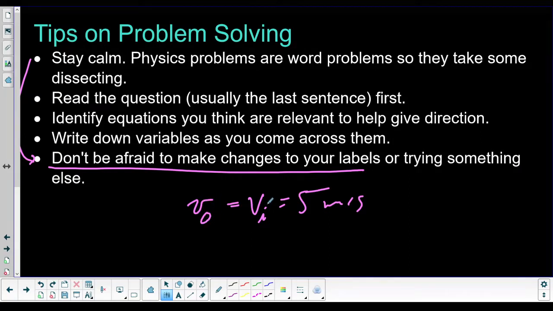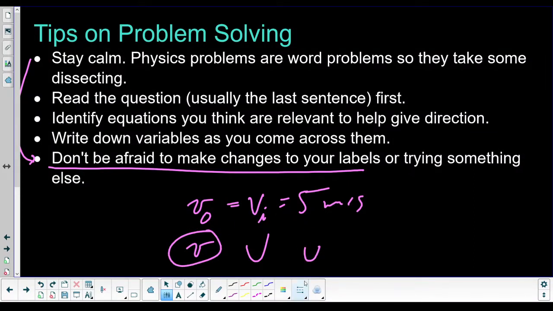Disclaimer, I just realized: V initial, V i, and V subscript 0 are the same things. I accidentally switched between them. Additionally, I write my V's like this, because when I do them like this, sometimes they look too much like my U's because I'm sloppy and rush too much. So if you see this, it's a V. If you see this, it's probably a U.